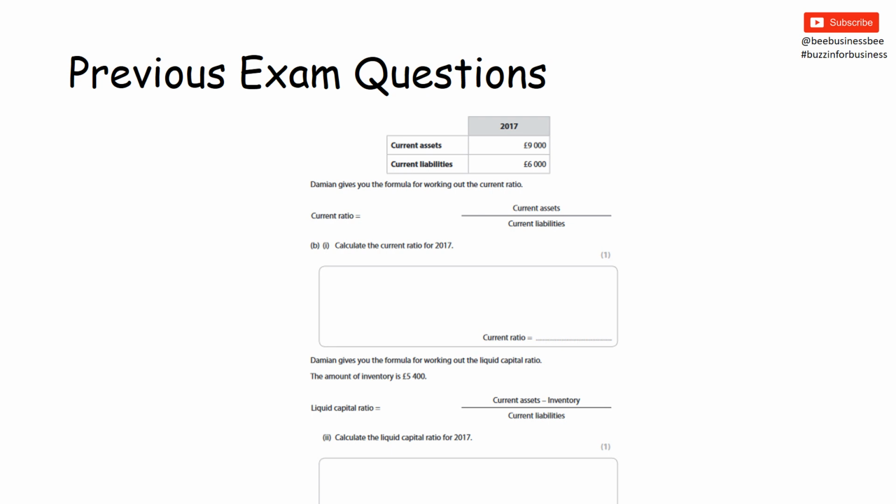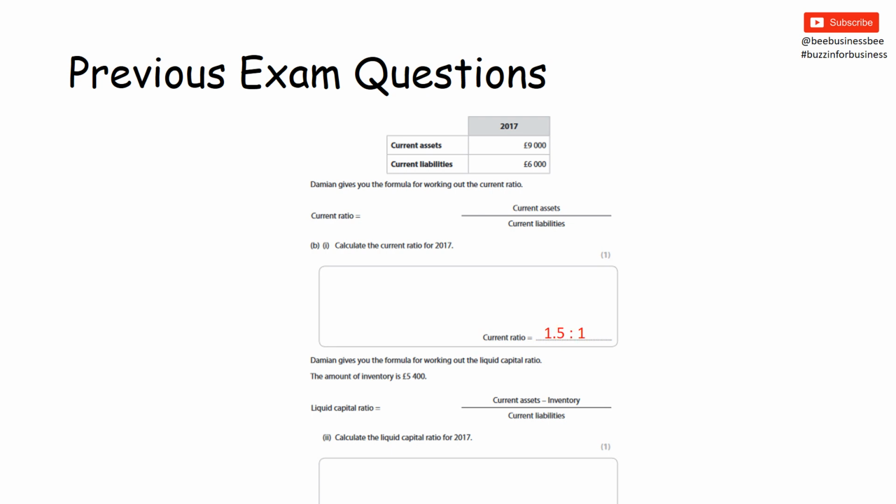Now we have a different type of question. Now it's a bit of ratio analysis. So you need to calculate the current ratio, and you need to do the liquid capital ratio. Notice you're given the formula, but you need to use the numbers at the top. Pause the video while you do that, and then unpause to see the answers.